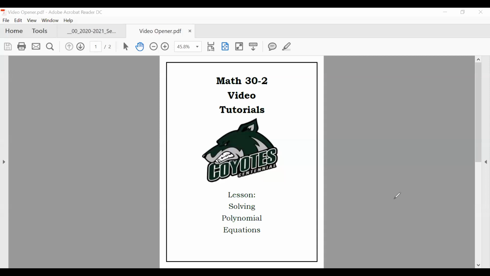This one's called solving polynomial equations. You've been doing this before, so this actually won't be too bad. You did this in grade 11.